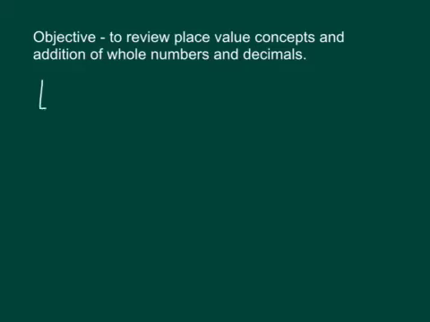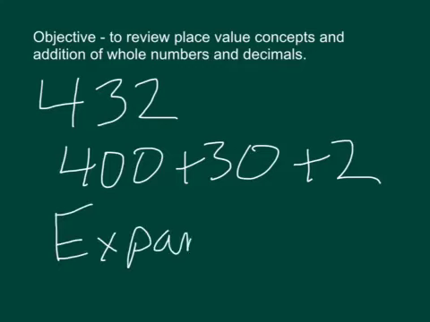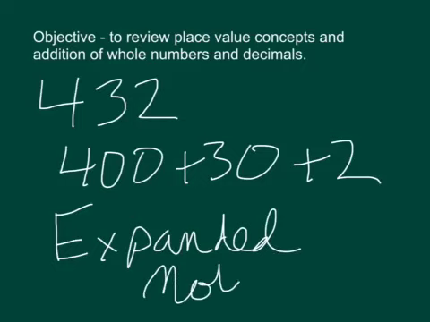So let's look at the number 432. If we looked at this number from a point of view of each place value, it would be considered 400 plus 30 plus 2. Now this has a specific name, and in math we call it expanded notation. So we read that number as 4 hundreds plus 3 tens plus 2 ones. So we're looking at each of these numbers separately from the original number.